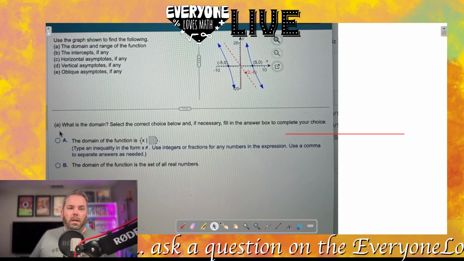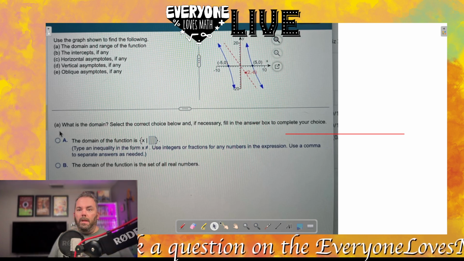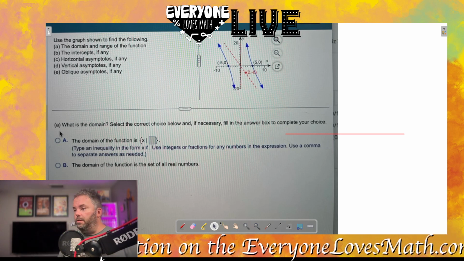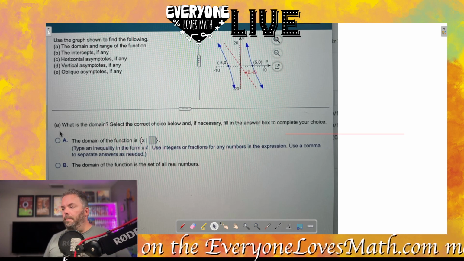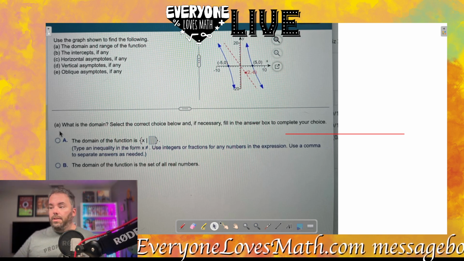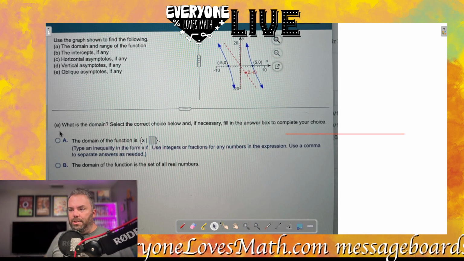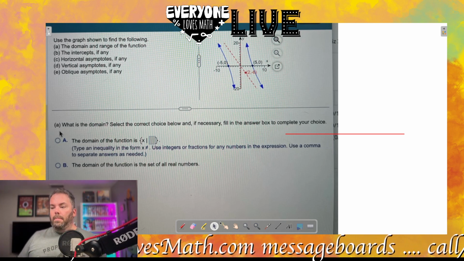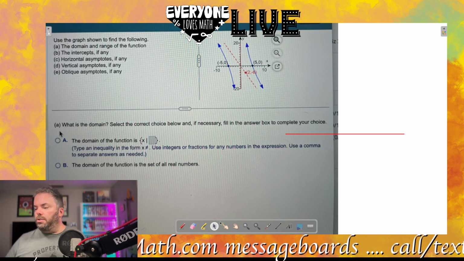All right, Stove. So we're on our next question about rational functions, and I know this because Stove and I were talking earlier. We know this is what an oblique asymptote looks like, so we'll talk a little bit about that. But first, talking about domain and range.